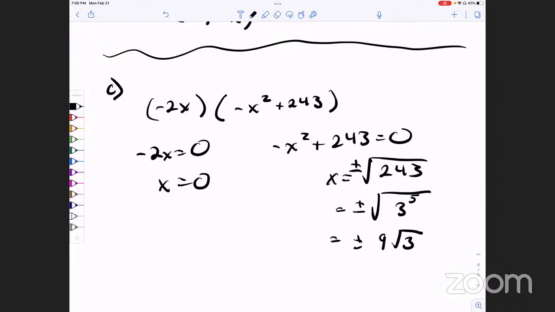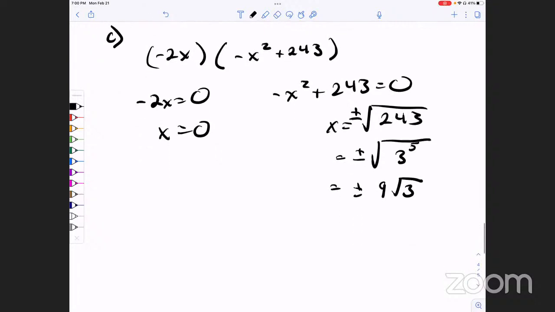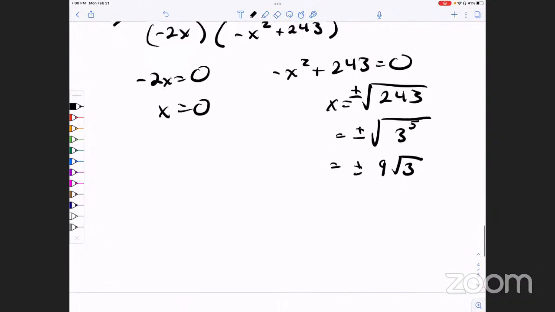So these are candidates for the points of inflection. Then, similar to the first derivative test, we need to take these values and test them against the second derivative, and then see how the concavity changes. Right. So let's do that.